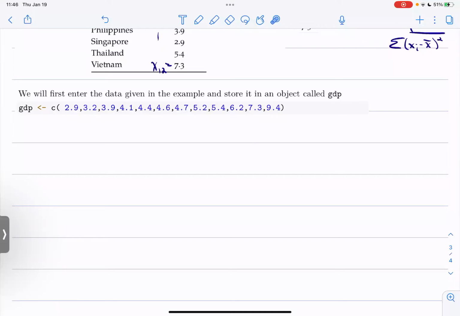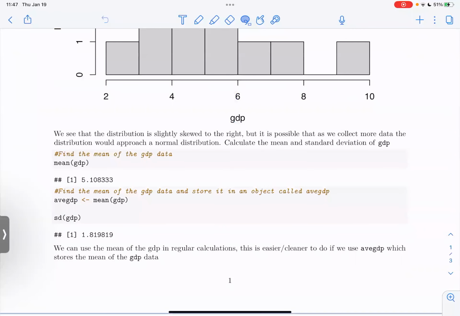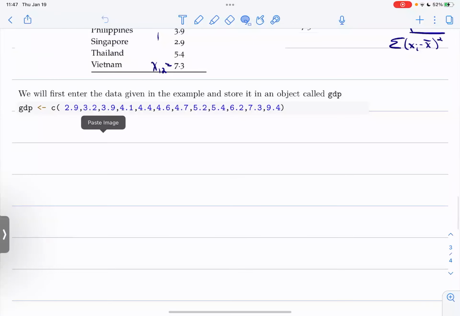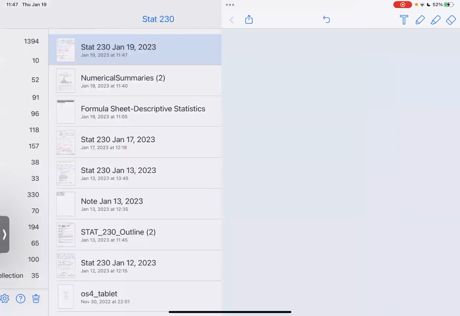So here's the way that I'm going to show you: to enter a data set by hand into R, use the lowercase c for concatenate. Concatenate means put things together, and then bracket, and you enter your data with commas and then end bracket. Now I can talk about GDP, and it's a list of these numbers. Then we can do things like find the mean of GDP using the mean function. And I guess I should have given the output too. You know what? I will.